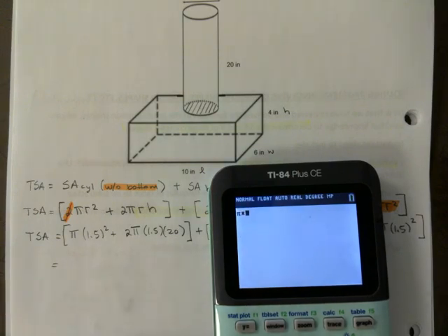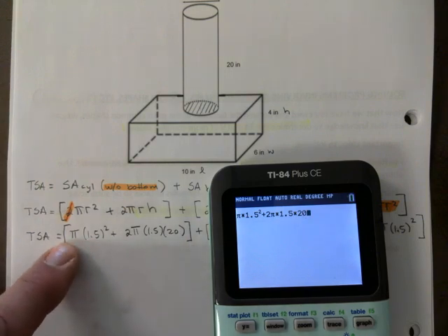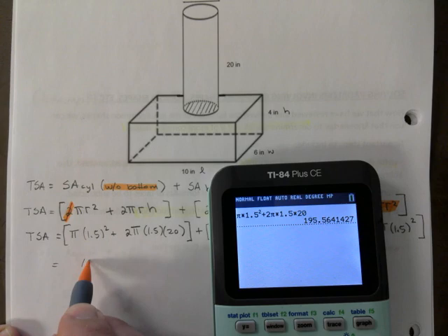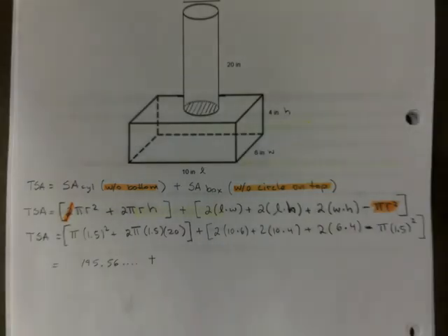So pi times 1.5 squared plus 2 times pi times 1.5 times 20. This you can actually do in one shot if you'd like. Okay, so that's 195.56, plus, I'm going to figure out what the other side is.